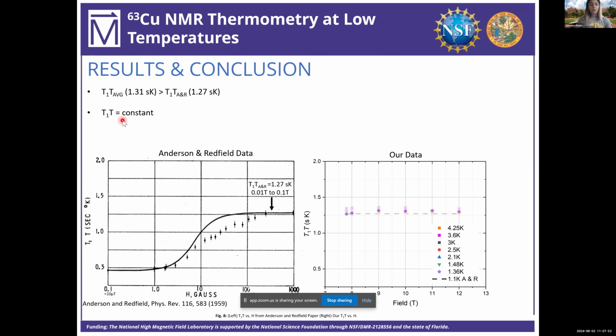Now, for example, if we look at our graph here, we could see that T1T barely changes with field or with temperature. Now, if we compare that with previous data, we could see that our T1T values are slightly larger, and this could be because they measured below 1 Tesla, whereas we measured above 7 Tesla. We also have modern technology 65 years later.